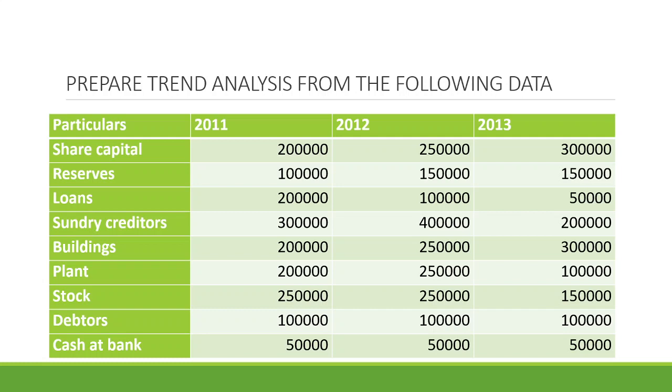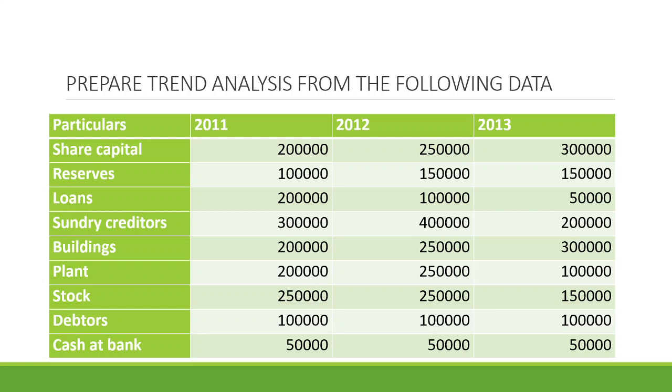Now here we can see we have the information about 3 years, that is 2011, 2012 and 2013. The information given is regarding the share capital, reserves, loan, sundry creditors, buildings, plant, stock, debtors, cash at bank. So we can see that all the information relating to all the items in the balance sheet, that is the owner's equity as well as liabilities and the assets, that is fixed assets and current assets, are given. And we have the information relating to 3 years, that is 2011, 2012 and 2013.